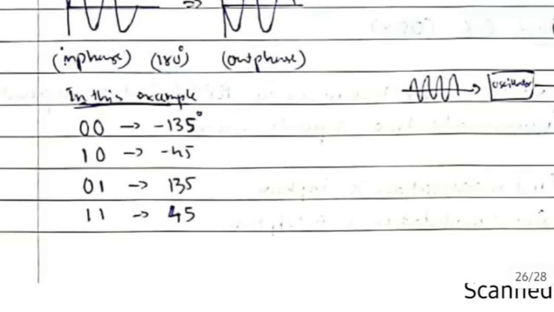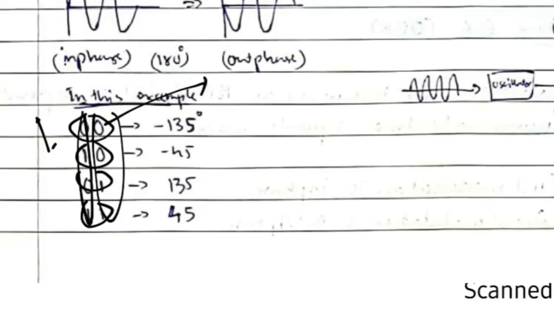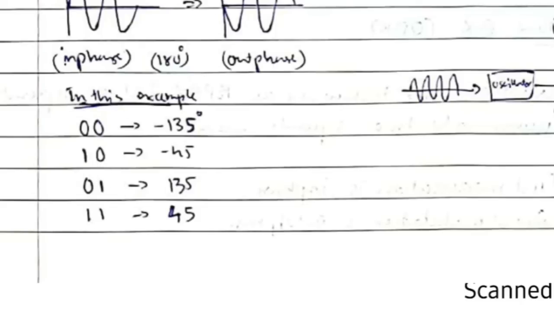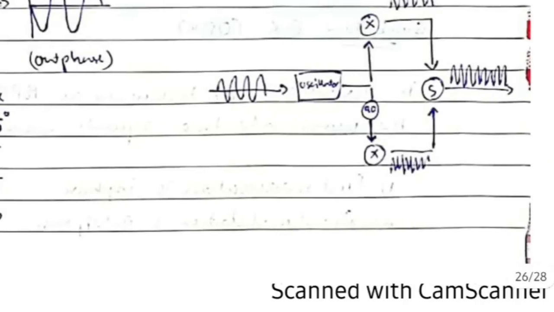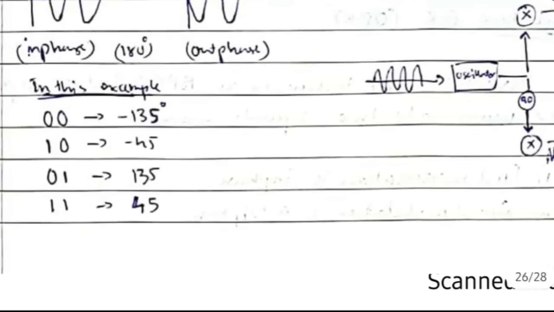Remember, it works only if it's 2 bits. The first bit will be separated as the first signal, and the second bit will be chosen as the second signal. So the combinations are these. If you have 0 0, it will be -135. If it's 1 0, it will be -45. If it's 0 1, it will be 135, and if it's 1 1, it will be 45. These are the phase differences mentioned, just like how we have 90 degrees here. In that way, with these combinations, we'll have the respective phase angles.